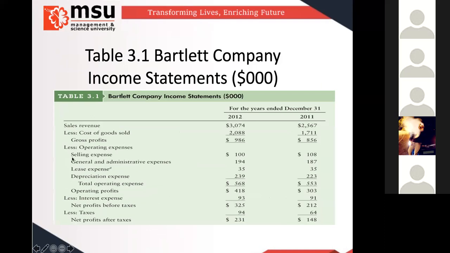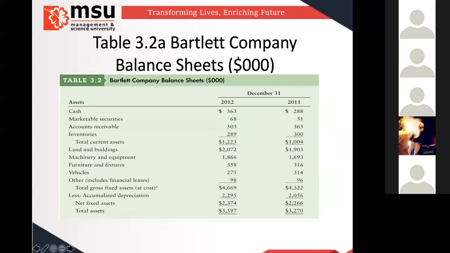Income statement. Is there any, sorry, total asset? Is there any total asset in the income statement? Sales, yes. We can find it in the income statement. Total asset? Total asset is in the balance sheet, I think. Okay, it's in the balance sheet.